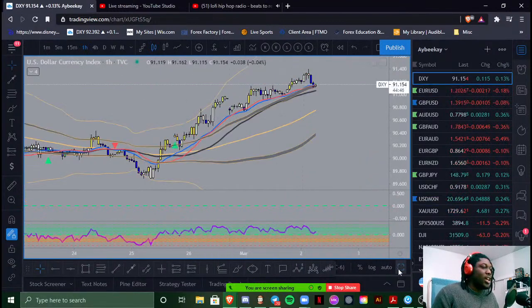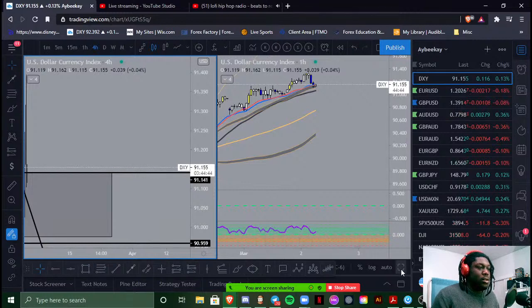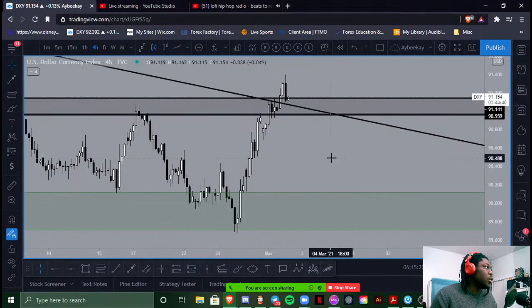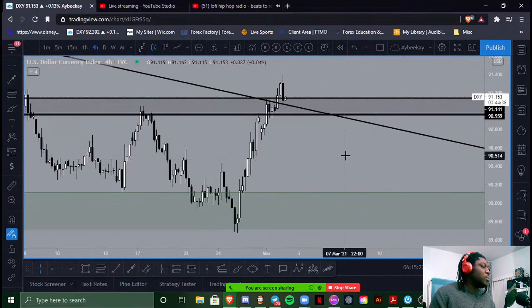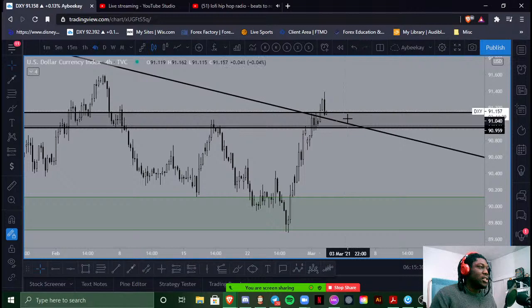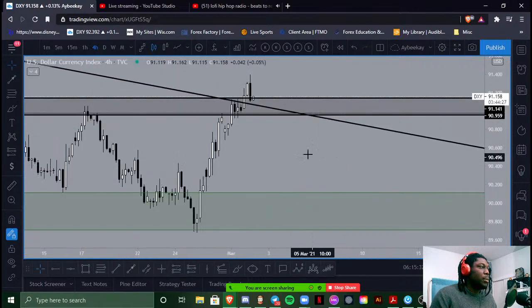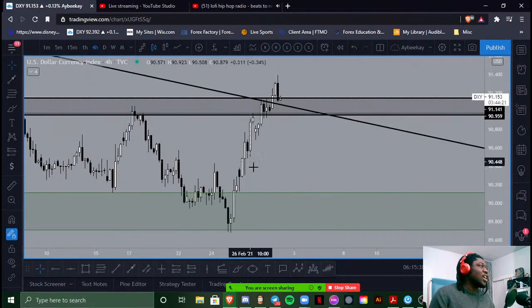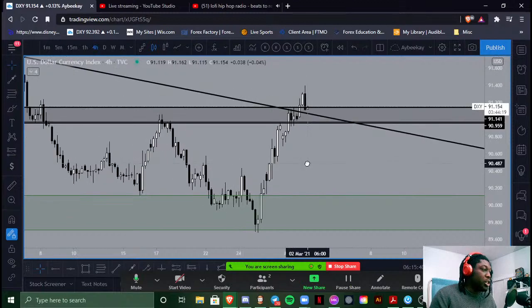Now let's go ahead and get into the analysis. I want to just do that real quick. All right, so the DXY has finally pushed up past this supply zone that I had drawn up. It has broken through the trend line, and it looks like it's now retesting, right? So it's doing break and retest on the lower time frames. I love seeing that for a bullish move.